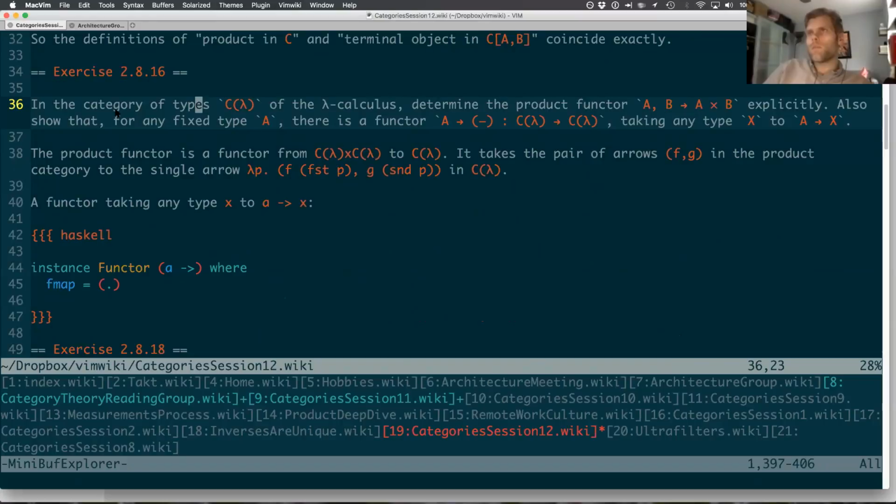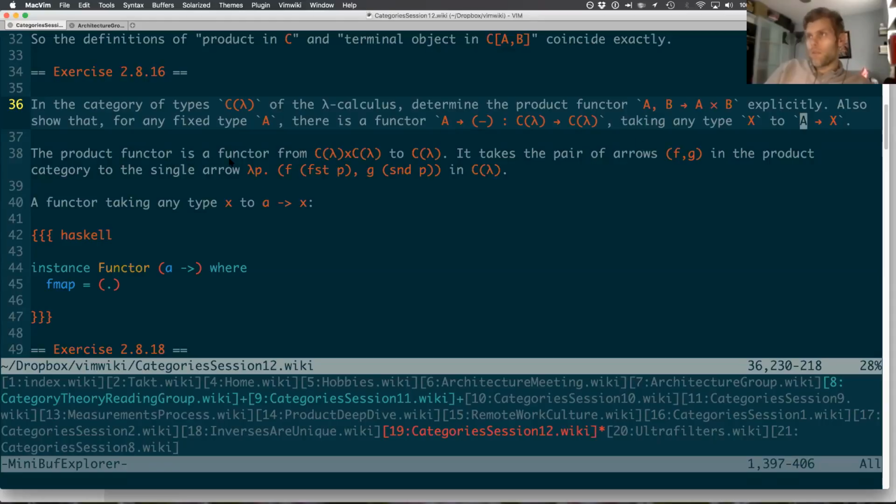Okay. So 2.6.18 is next. That was a pretty simple one. So he gives the category of types C lambda of the lambda calculus. Determine the product functor that goes from A, B to the product of A and B explicitly. And then show that for any fixed type A, there's a functor from C lambda to C lambda, which goes from some type X to the type A to X, the type of arrows from A to X. Right, so it takes any type X to the type A to X.